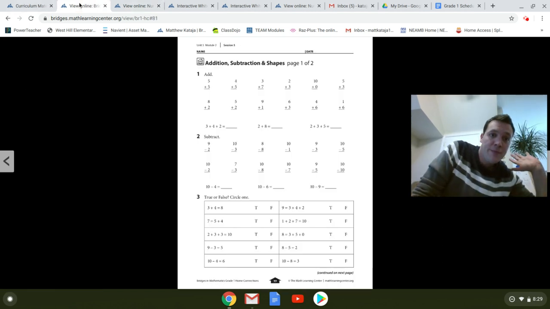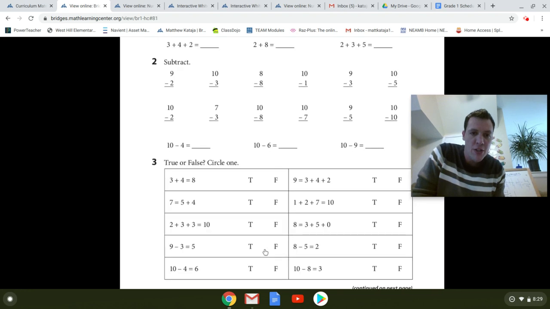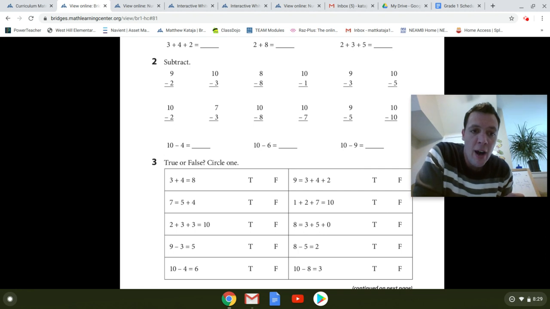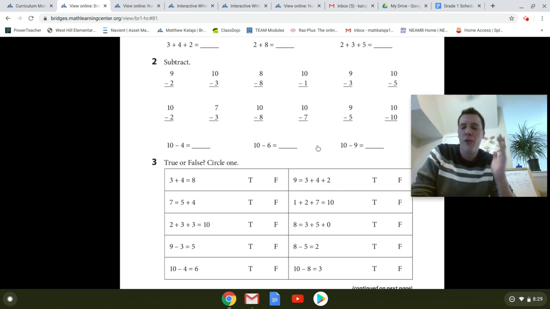Next, you're going to just be doing simple addition and subtraction. This is to practice your math facts. Then at the bottom, they have equivalent expressions. Are they equivalent or are they not? So 3 plus 4 is the same as 8. Is that true? No. Or these are equations, not expressions. That is not true, so you would circle false. I think you'll do really well on that.